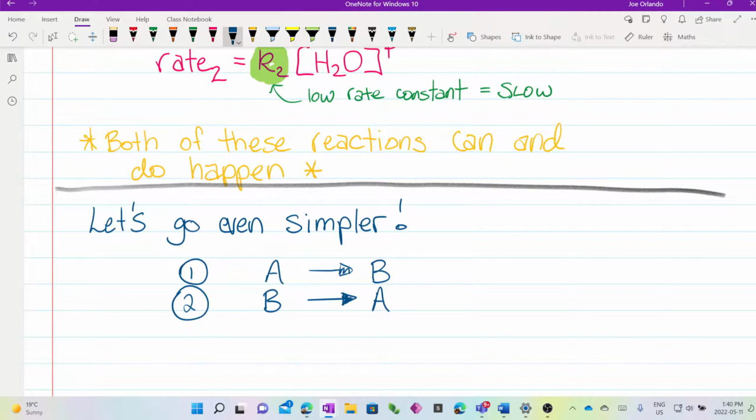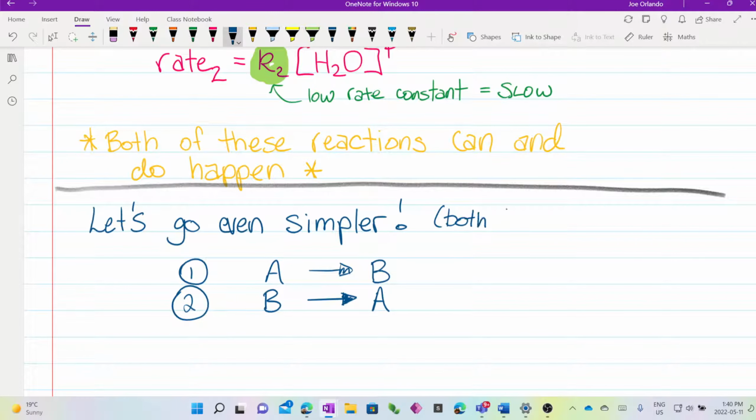By the way, tomorrow we're going to learn about how you can actually learn about rate orders non-experimentally. The theoretical meaning of rate orders. Why are some first order? Why are some second? Why are some zero? We're going to talk about what that actually looks like at the atomic level. But today I'm just going to tell you these are both first order reactions. Okay?